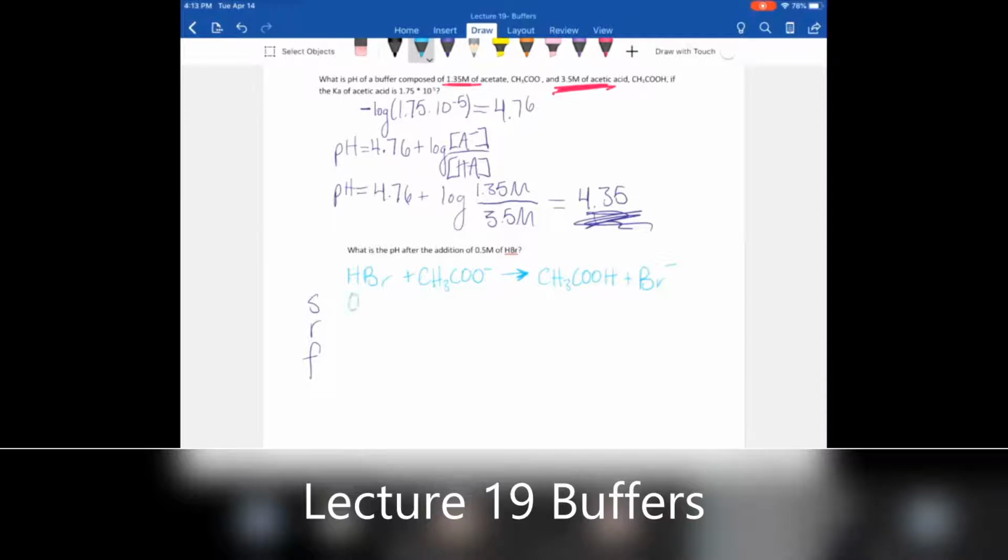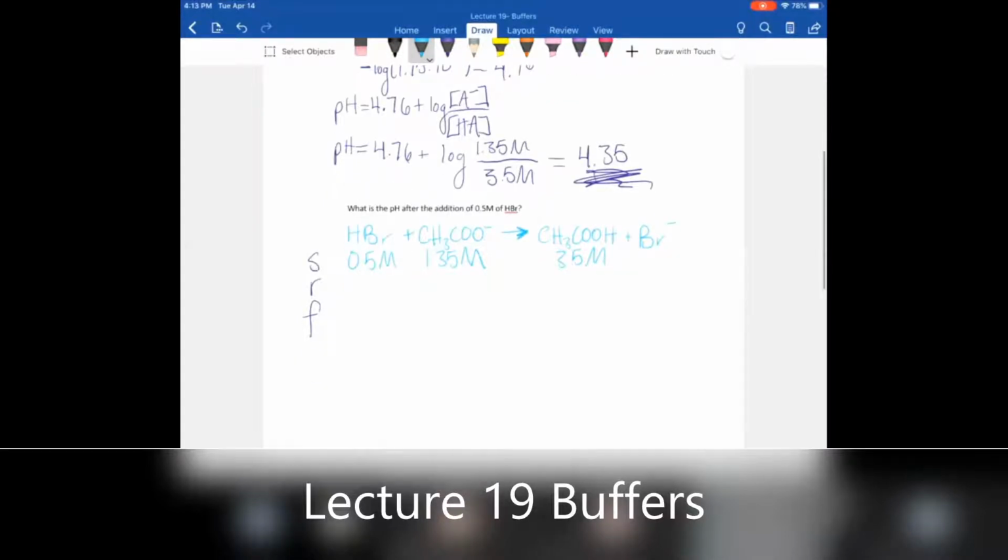So you have 0.5 M, and you start off with 1.35 M acetate and 3.5 M for acetic acid. So you're going to subtract 0.5 M. Like with ICE tables, you always subtract from the reactants and add to the products, but also, I don't know if you guys will ever see problems like this, you also always subtract the one that's less. That makes sense.